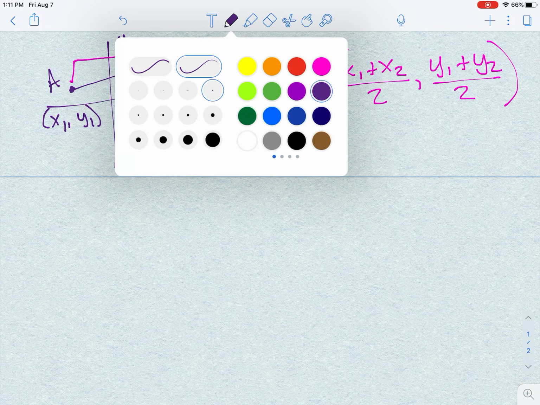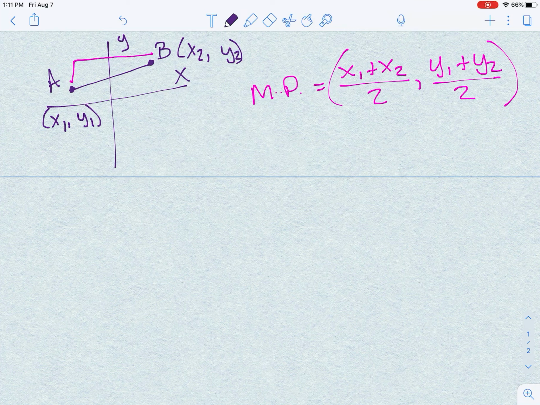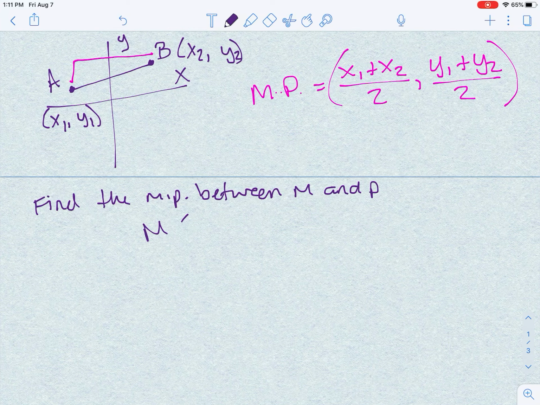So for our first example, we're going to find the midpoint between M and P. I'm going to shorthand it. M is going to be at (2, 4). P is going to be at (-1, 7). So my first step is always to label. So we have x1, y1, x2, y2. I just label them in order. So here's my first point, here's my second point. And now we're going to plug it in.